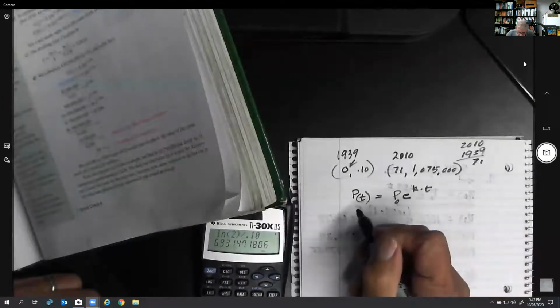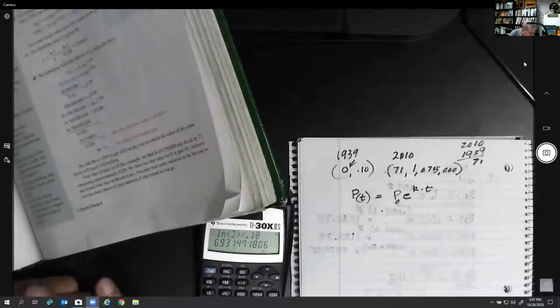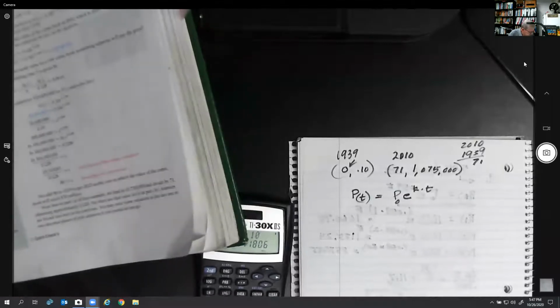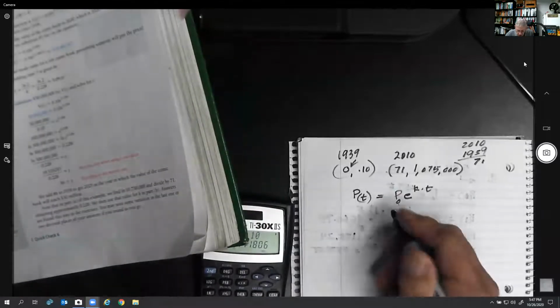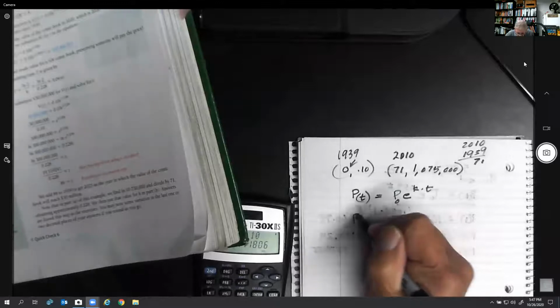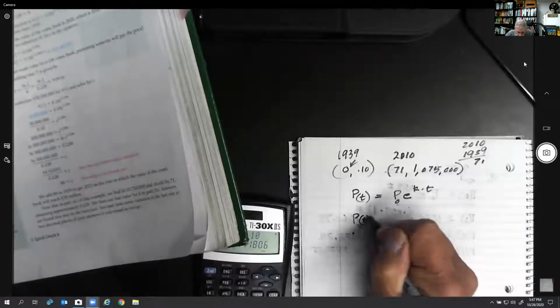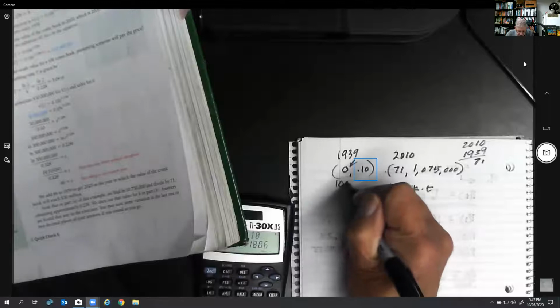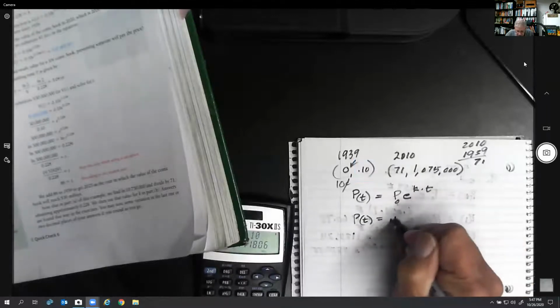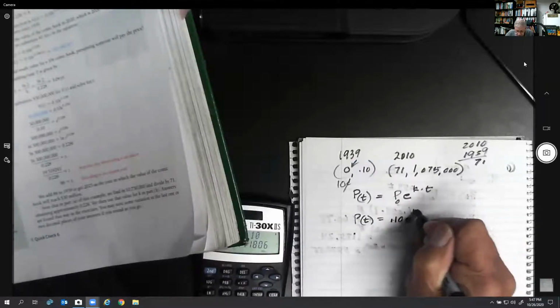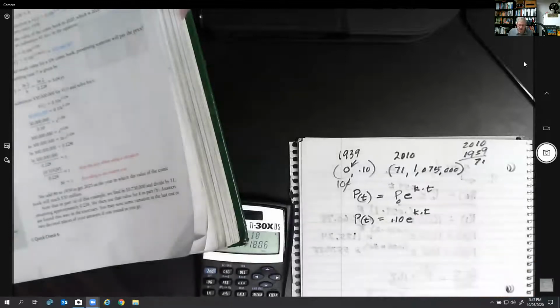That's our initial formula, but we're going to change it a little bit. Do we know the growth rate? No, we don't know the growth rate. We don't know a lot of stuff like that. We know that the initial amount was 10 cents. That's about all we know. And you don't want to write 10 cents that way. You want to write it as 0.10. Okay, so that's all we got.